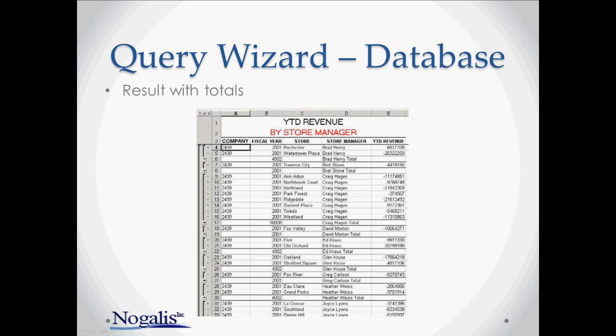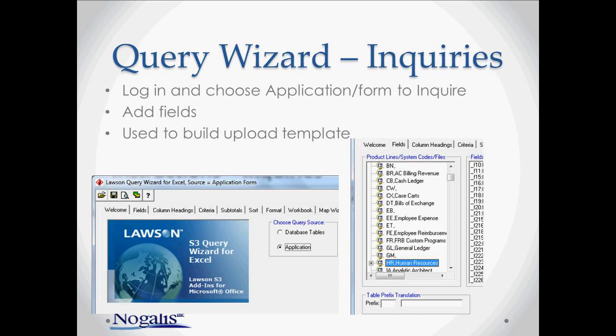The next two slides are, again, using the query wizard, but this time to go against the application instead of the tables as we've been doing. We mentioned earlier the query wizard that does inquiries and that is typically used to build an upload template. Similar to the database query wizard, we'll walk through the wizard again, choosing the form such as HR11 and fields you want to return. In order to do the inquiry on a form, you need some key fields such as company and employee to do the query against HR11.